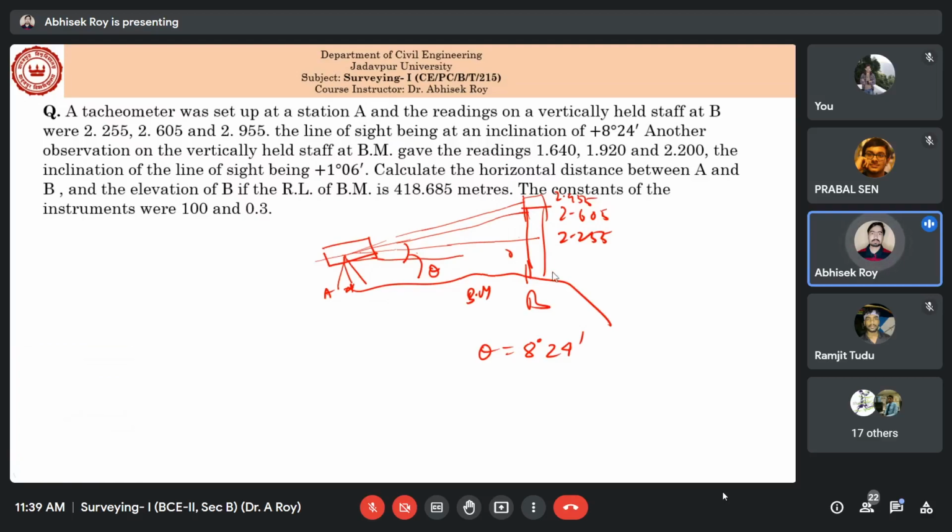Now calculate the horizontal distance between A and B and the elevation of point B if the RL of the benchmark is given. The constant of instrument is also given. So please note down this data, and once you are done copying this data, please let me know.